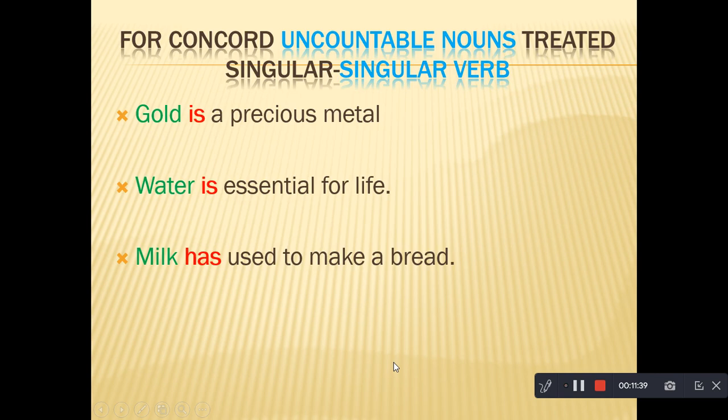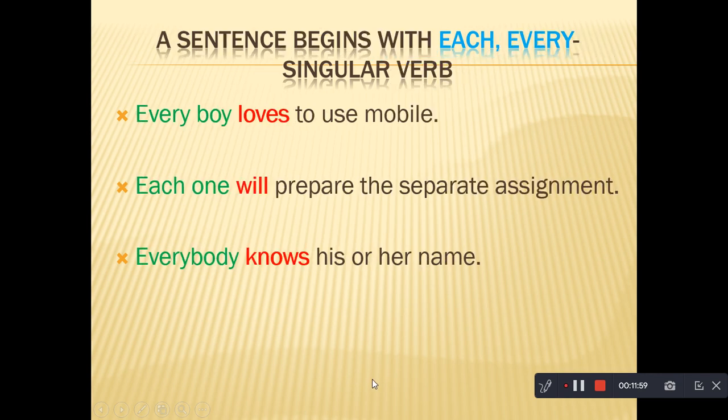The next for concord: uncountable nouns. When we use uncountable nouns, they are treated as singular. Gold, water, milk are uncountable nouns. With uncountable nouns, we use the singular form of the verb based on the tense. Next, a sentence beginning with each or every means we use a singular verb. Here, every boy loves to use mobile. Each one will prepare. Everybody knows. Here, a sentence beginning with each or every means we use the singular form of verbs or auxiliaries.